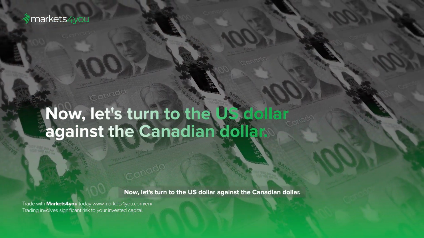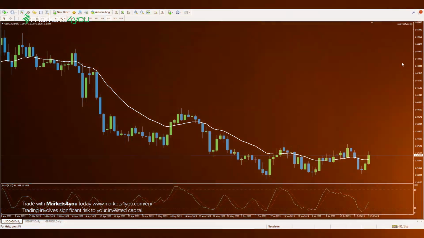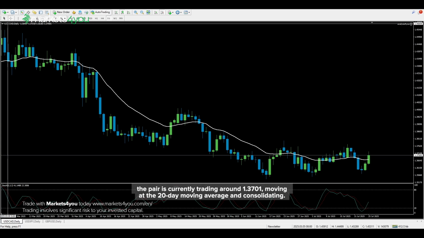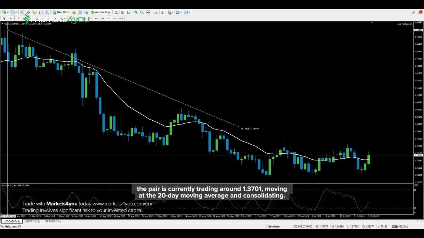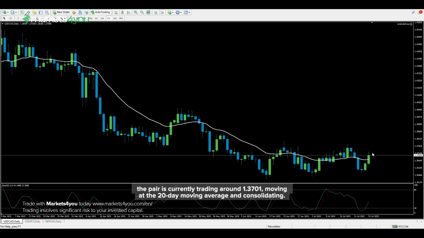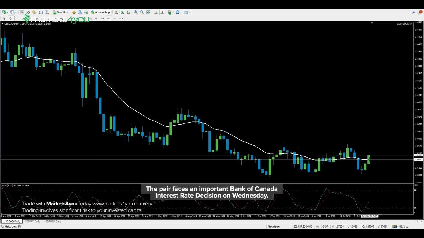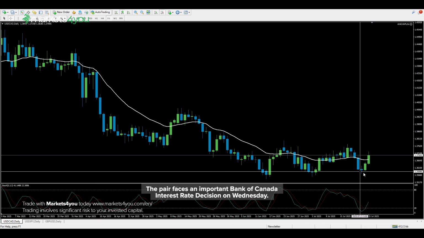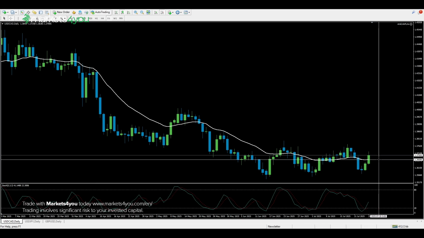Now, let's turn to the US dollar against the Canadian dollar. On the daily chart, the pair is currently trading around 1.3701, moving at the 20-day moving average and consolidating. The pair faces an important Bank of Canada interest rate decision on Wednesday.